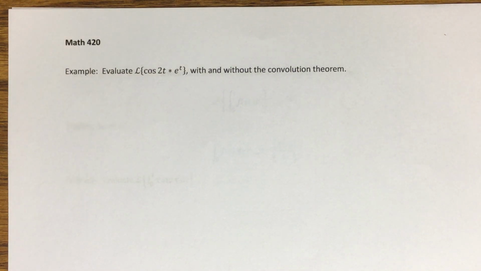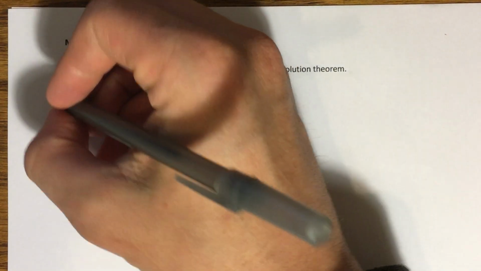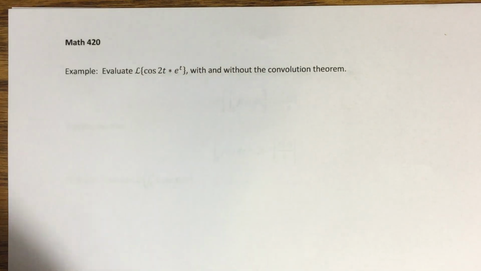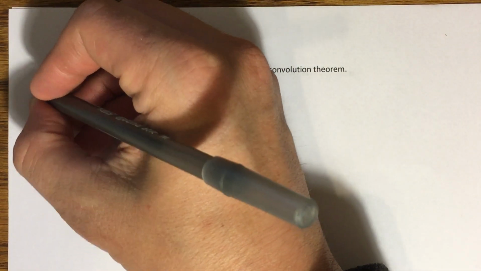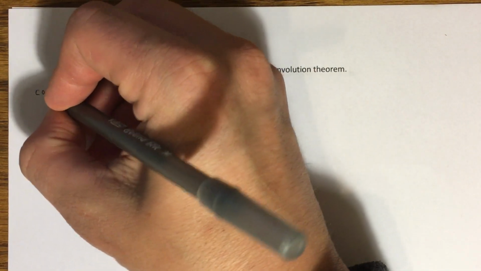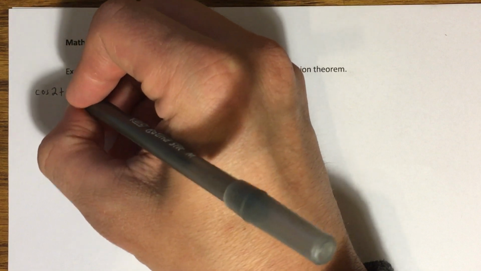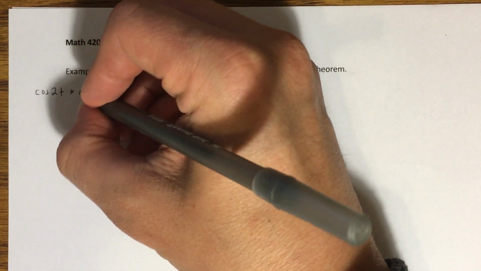And we're first going to do it without the use of the convolution theorem, which is going to be a somewhat lengthy process, and then we're going to use the convolution theorem to confirm our result, and it's going to be massively faster. So for this, let's go ahead and start with the definition. Let's find the convolution first, and then we'll apply the Laplace transform to it. So what is the convolution of cosine of 2t with e to the t?